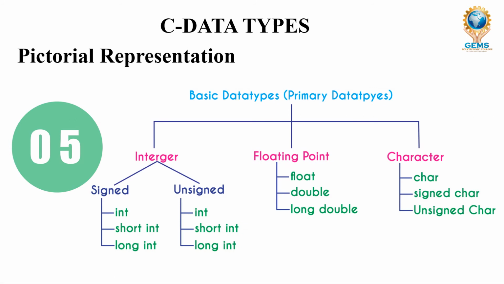Now this is the pictorial representation of the primary data types. In integer we have two types, signed and unsigned. In signed we have int, short int and long int. In unsigned we also have int, short int and long int. Then floating point: float, double, long double. Character: inside character we have character, signed character and unsigned character. These are the exact pictorial representation of the primary data types. I explain it clearly here.